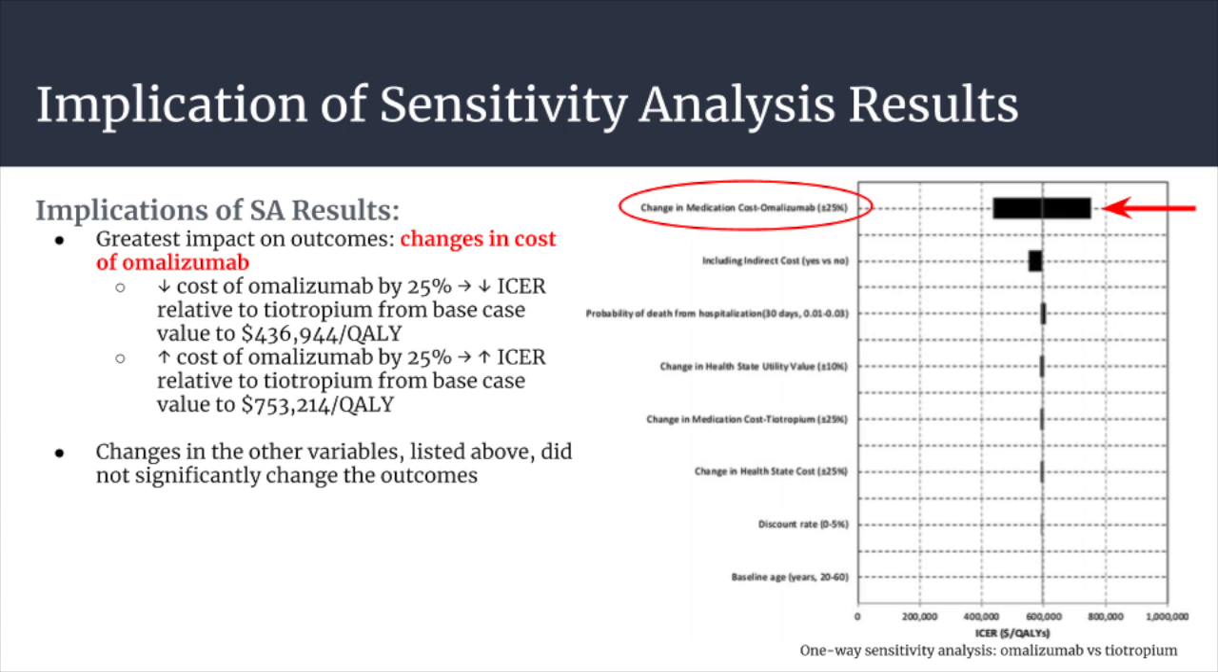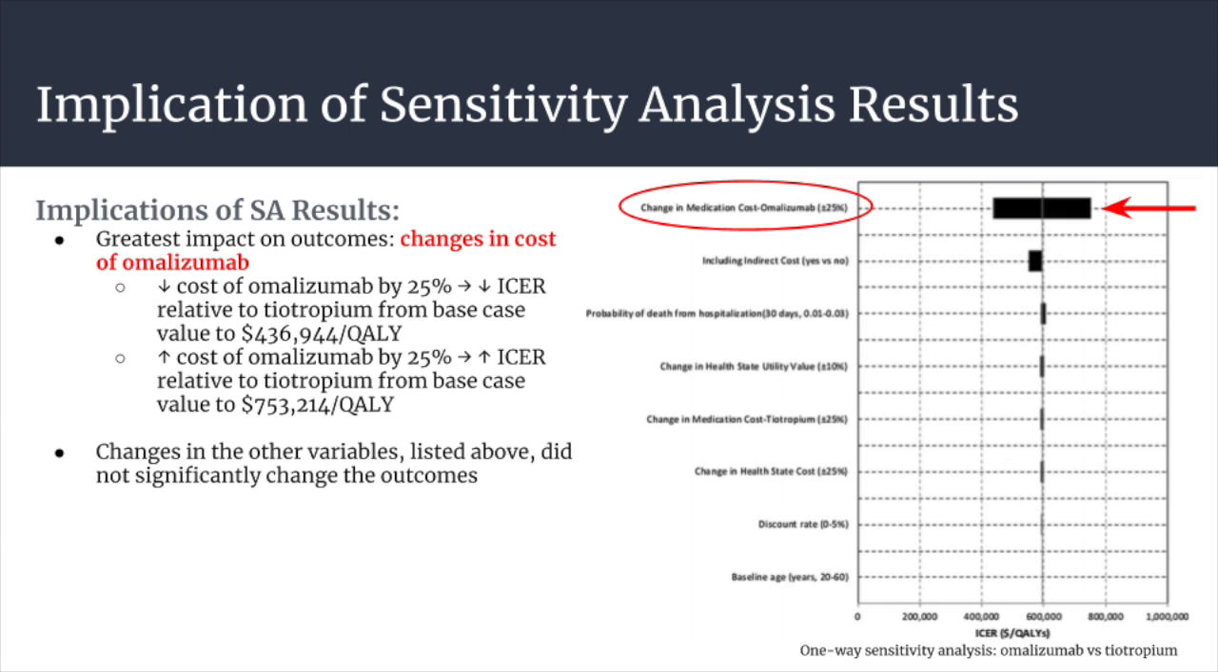These were the implications of the sensitivity analysis results. Sensitivity analysis was performed on different aspects as portrayed in this chart. This includes cost of omalizumab, time horizon, 30-day probability of death from severe asthma exacerbations, utilities, etc. However, the one that has the most impact on the outcomes were the changes in costs of omalizumab.